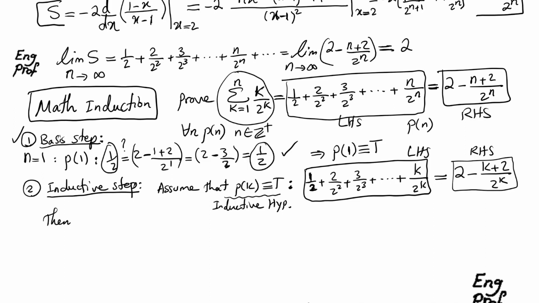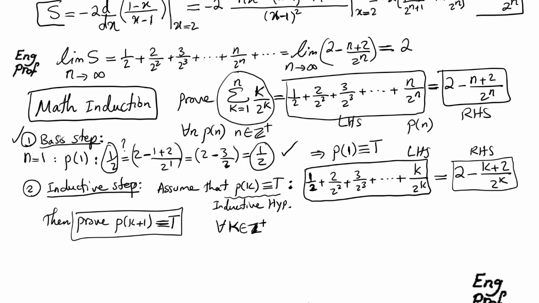Then the target is, with that assumption, prove P of k plus 1 is true. So we need to prove it. Basically what we are saying in mathematical induction, for all k, where in this example k is a positive integer, we are saying if P of k is true, then we need to prove that P of k plus 1 is also true. So it's like a direct proof. We start from a hypothesis that is assumed to be correct, and we need to arrive at a conclusion. So how can we do this?